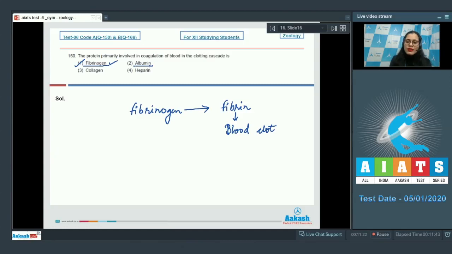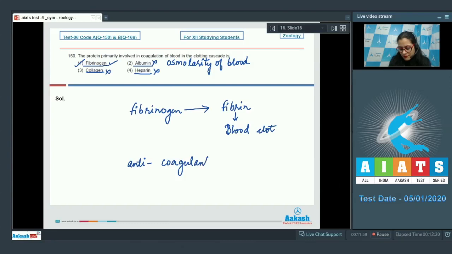Let's discuss rest of the options. The next option is albumin, and this cannot be a correct answer to our question because albumin maintains osmolarity of blood. The next option is collagen, and this cannot be a correct answer to our question. And the last option, heparin, is also an incorrect option because heparin is an anticoagulant. So, the correct answer to this question is option number 1. Let's move on to the next question.